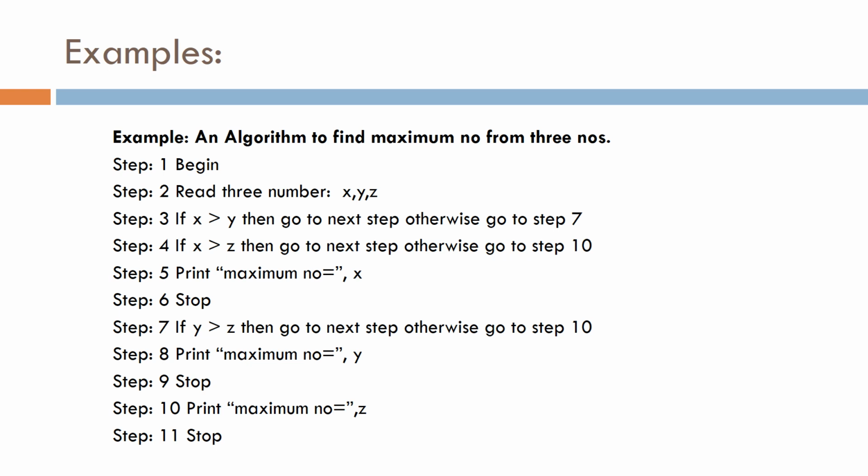So we are comparing each number with each other and checking which number is greater and printing the message accordingly. So after step number 10, we also have to stop our algorithm, as we find that z is the maximum number. So our step number 11 is stop. So this is the way how we can write the solution of a complex problem using an algorithm for the programming languages.